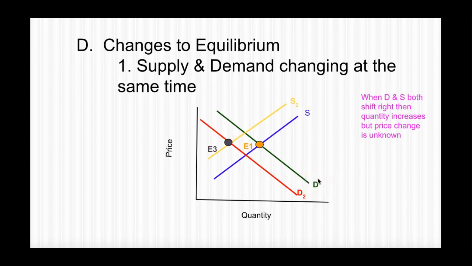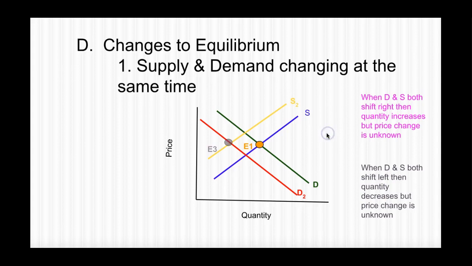Why? Because I don't know which curve shifted more, the supply curve or the demand curve, or was it an exact even trade, in which case it didn't move at all. So when the supply and demand curve both shift to the left, the quantity is going to decrease, but the price change is unknown. I just don't know what's going to happen.